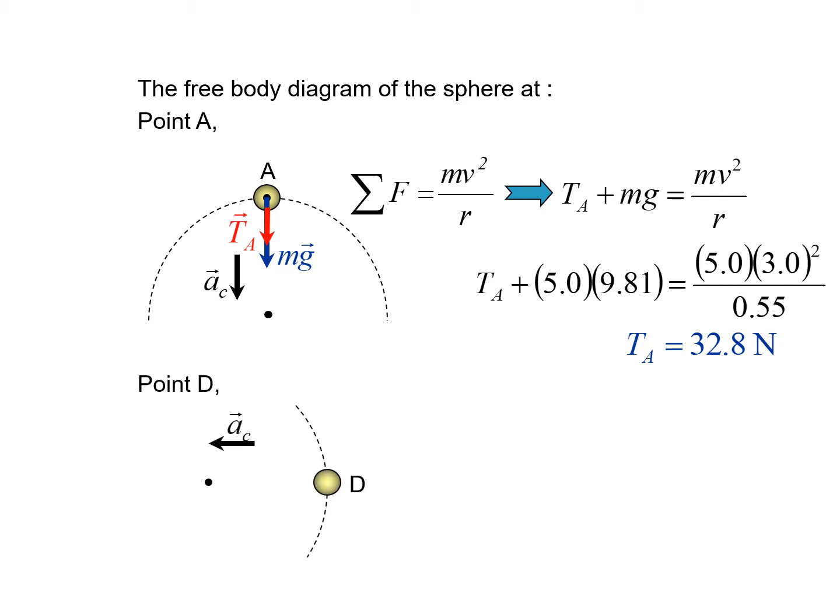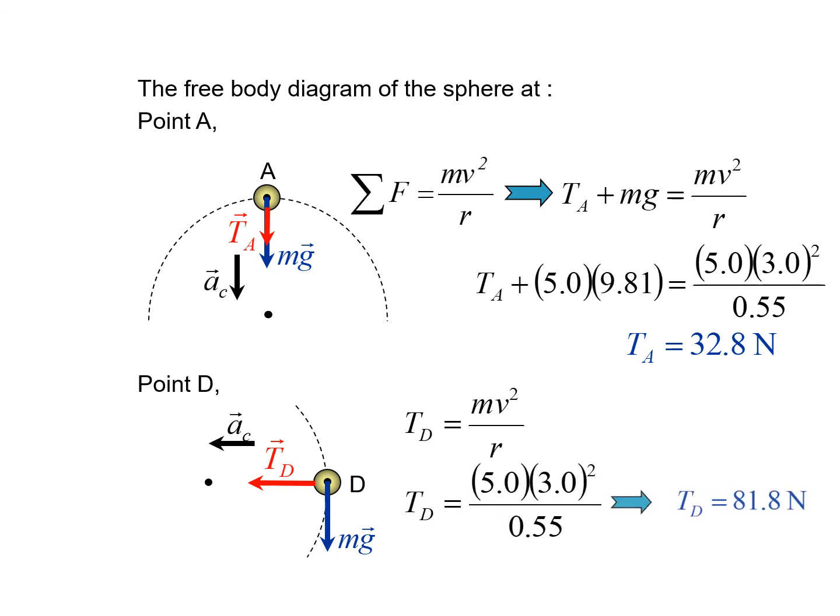For point D, the acceleration acts toward the center, weight acts downward, and tension is in the same direction as the acceleration. Since at point D the weight acts perpendicular, it does not produce any effect on the tension. Therefore the tension is equal to the centripetal force. Replacing in the values, the tension is equal to 81.8 Newton.